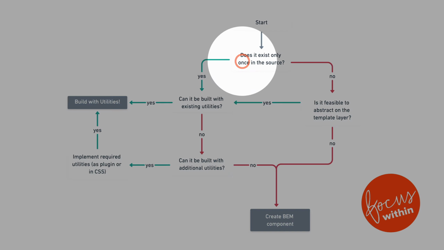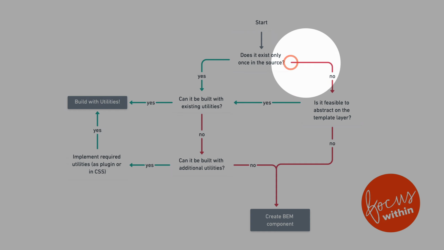So to me, it all starts with the question, does it exist only once in the source code? Meaning not the rendered output source to the browser, but the real source code you work with. If your set of utility classes exists only once in your source code, and if it can be built with the existing utilities Tailwind provides, then go ahead and build it with utilities.